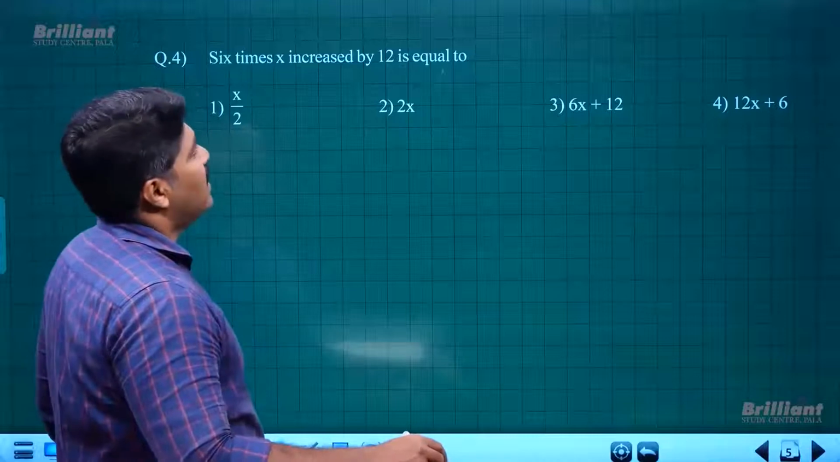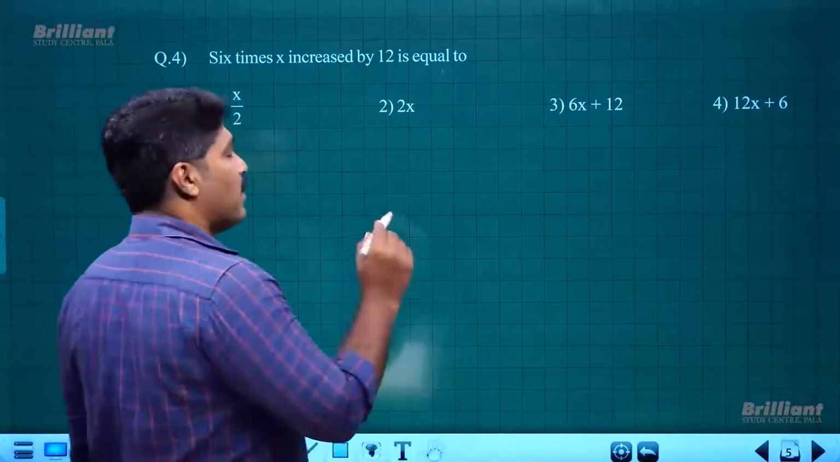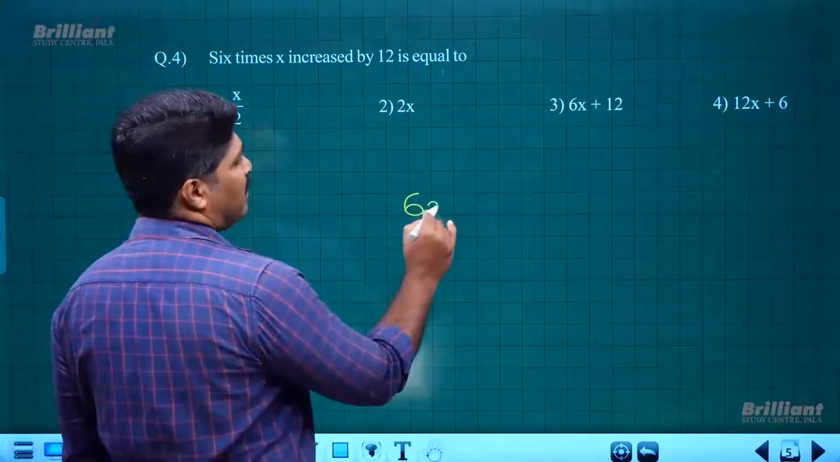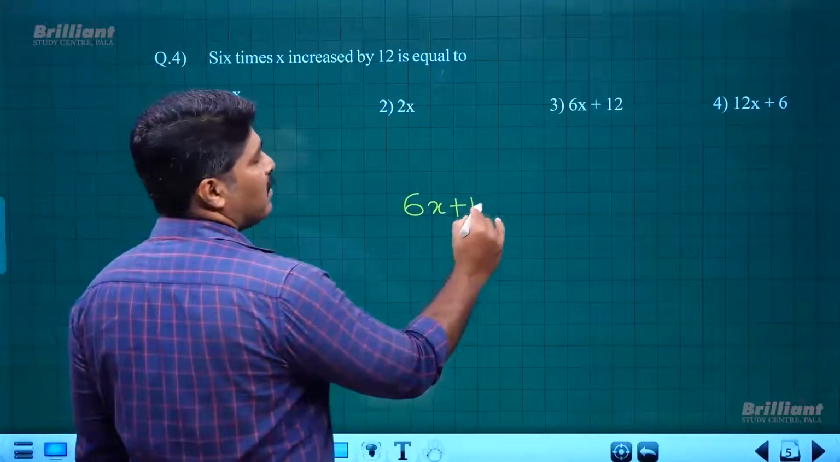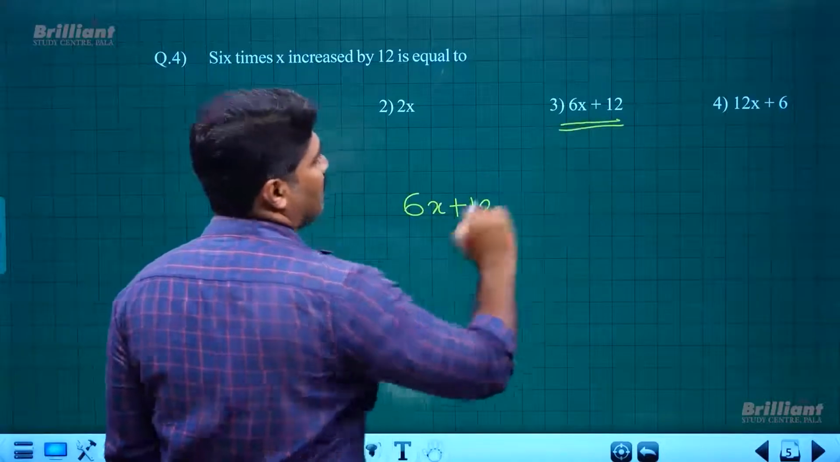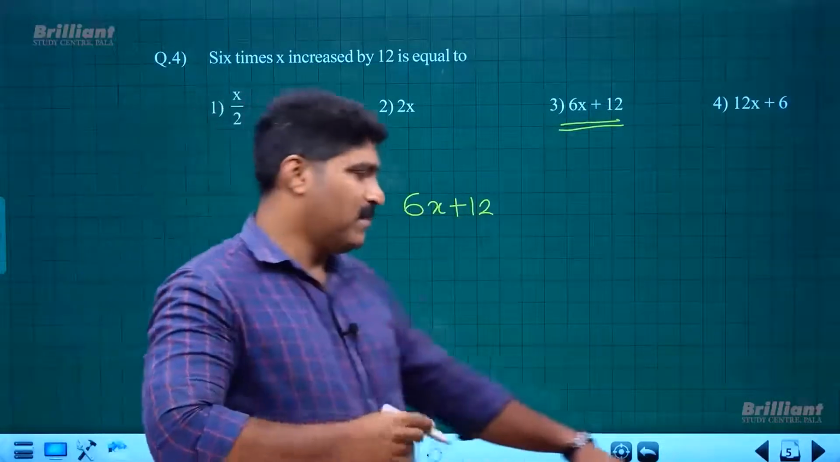6 times x increased by 12 is equal to. So that's very simple. 6 times x, how can we write? 6x. Increased by 12 means plus 12. So the answer is 6x plus 12. That's a very simple question.